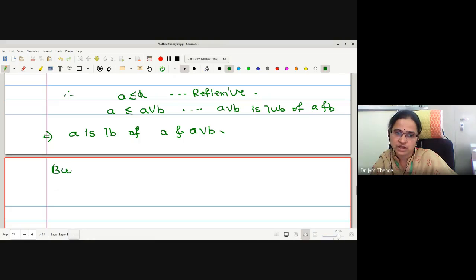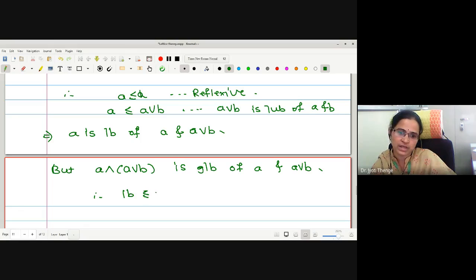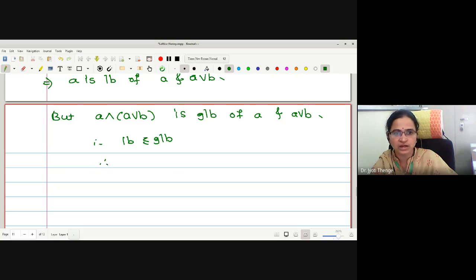But what is the greatest lower bound? A meet (A join B) is the greatest lower bound of A and A join B. And what is the relation? Lower bound is less than or equal to the greatest lower bound. Correct. Therefore, here I can write A is less than or equal to A meet (A join B). Let me call this statement number 3.